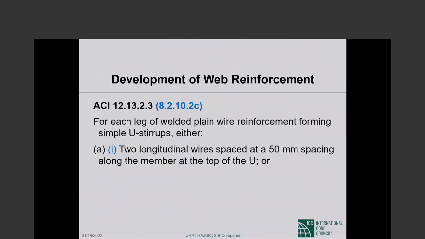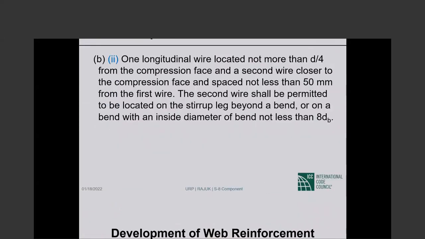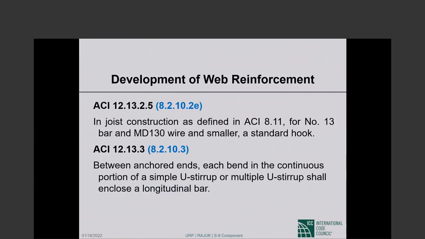Okay. So that was 2, this is 3. For each leg of welded plain wire reinforcement, so I will skip this one. For one longitudinal wire located not more than D/4, this is also welded wire reinforcement used as shear reinforcement. Development of web reinforcement for each single leg stirrup web. So this is also welded wire fabric.